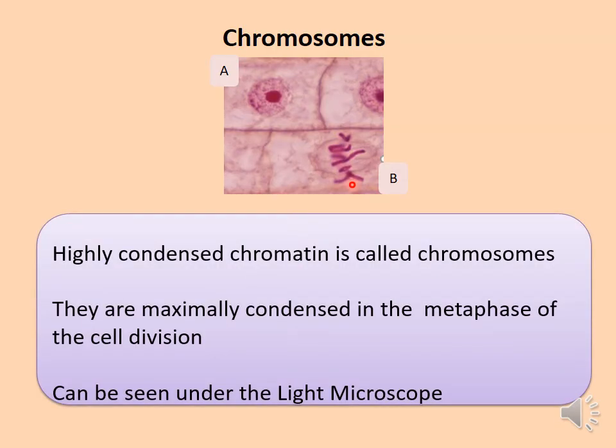If we want to see this type of very clear chromosomes, what we have to do is allow the cells to divide and stop the cell division at the metaphase and observe under the light microscope, because metaphase of the cell division is the time where the cellular DNA will be maximally condensed.